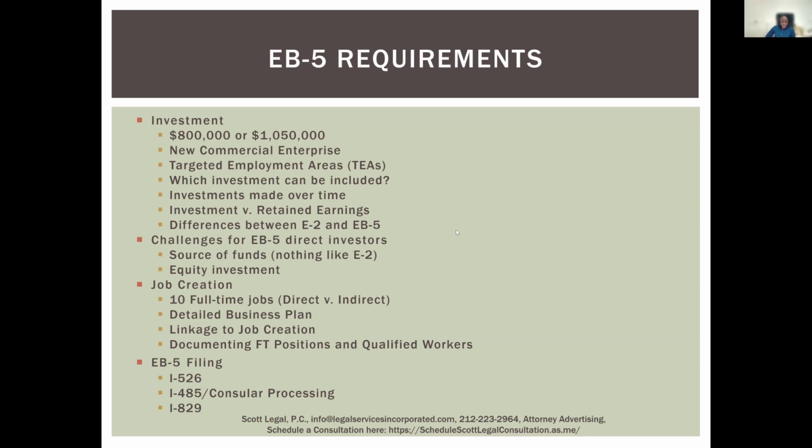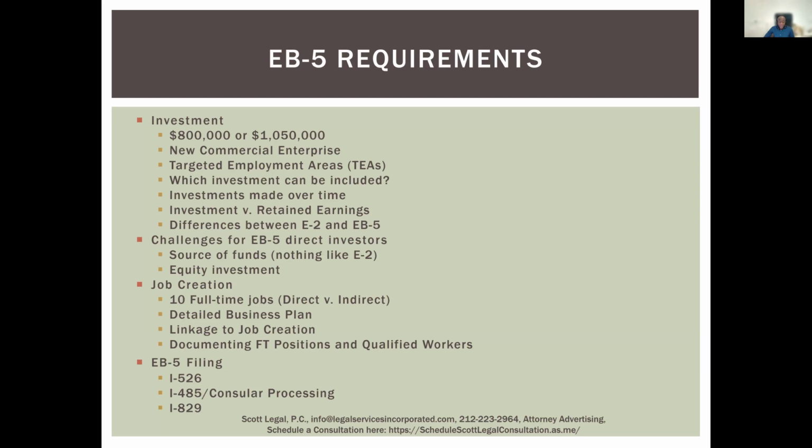A few differences with E2 and EB-5 is that with E2, if you buy a business, for example, that's completely fine, but that wouldn't qualify for EB-5. The money has to actually be invested in the business rather than the money given to the seller. The other thing is source of funds is a big difference. E2 is a very high level review of the source of funds, whereas EB-5 is a much more in-depth view of the source of funds.